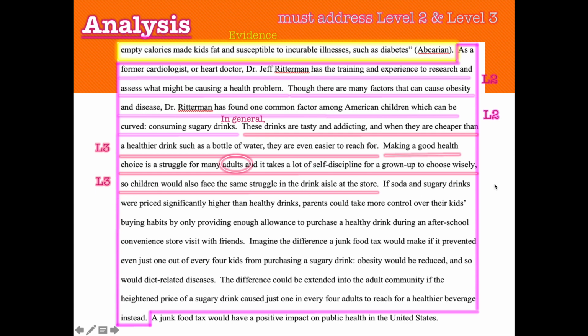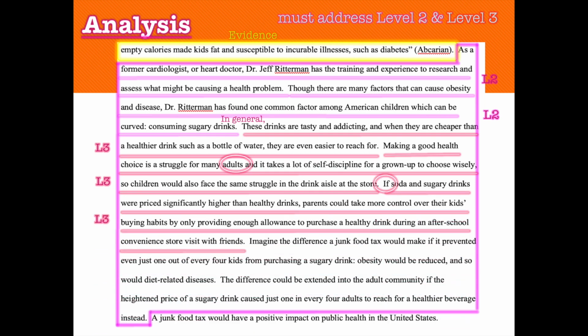So next sentence, if soda and sugary drinks were priced significantly higher than healthy drinks, parents could take more control over their kids' buying habits by only providing enough allowance to purchase a healthy drink during an after-school convenience store visit with friends. So I am directly addressing a situation where kids have full control over what they're going to buy, or at least have choice, but giving parents a way to eliminate some of that choice so the kid makes a healthier choice. This is a level 3 because of the if.